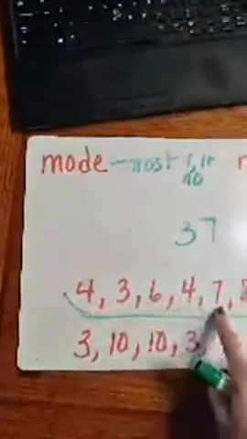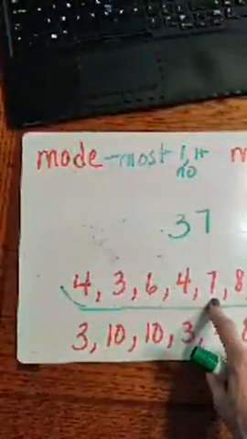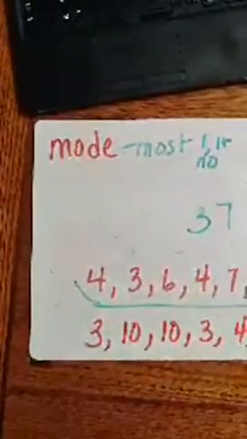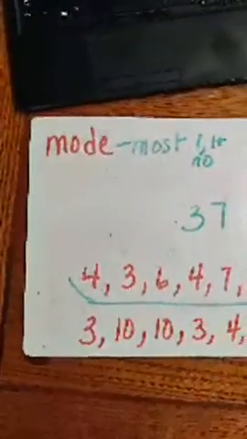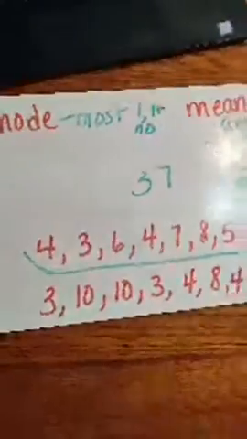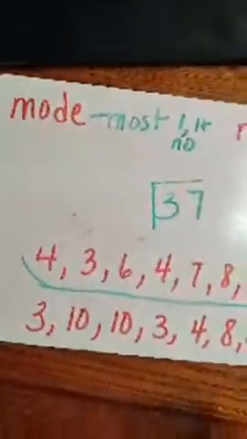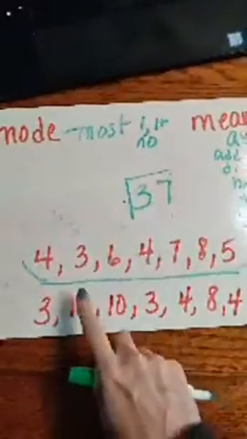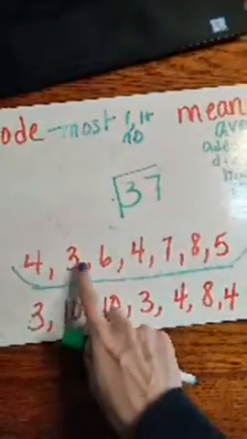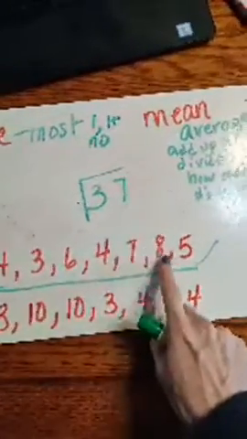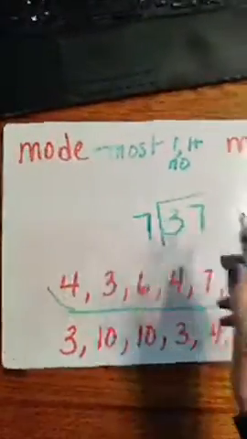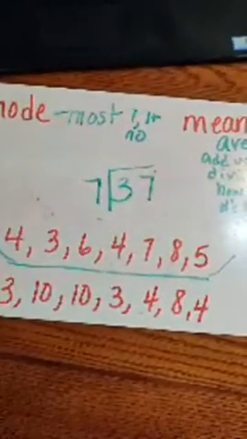Let me check: 7, 17, yeah, they add up to 37. That is not what I thought they were going to add up to. Now we divide by how many values there are. 1, 2, 3, 4, 5, 6, 7. I'm going to divide by 7 because there are 7 values.